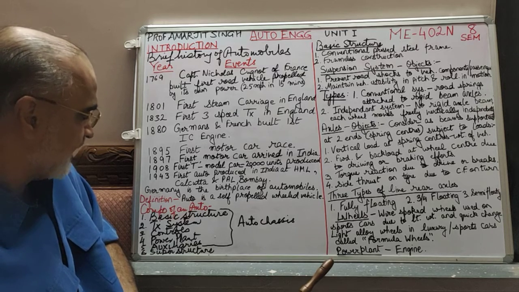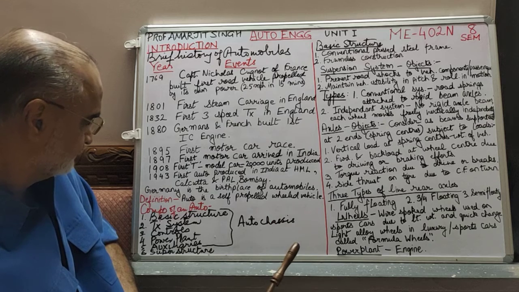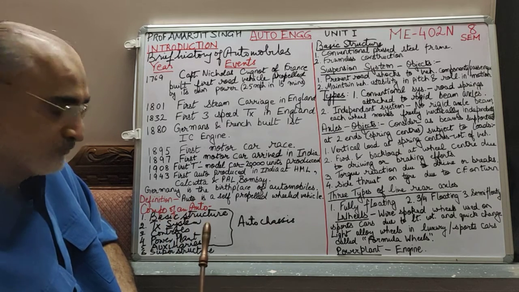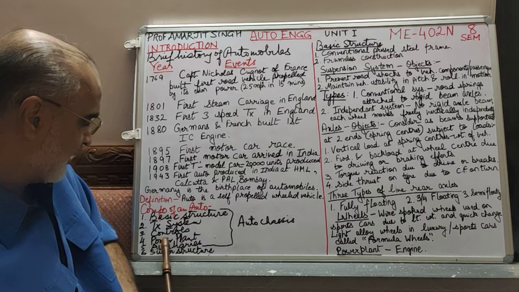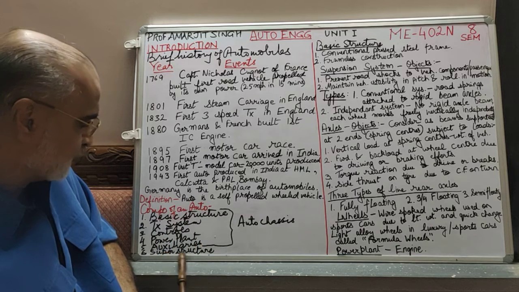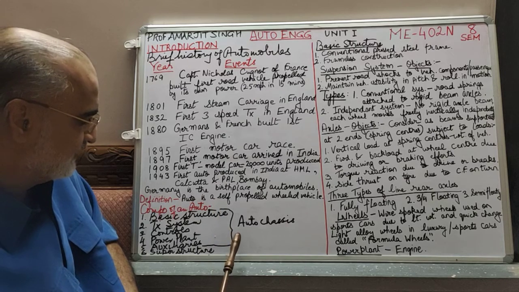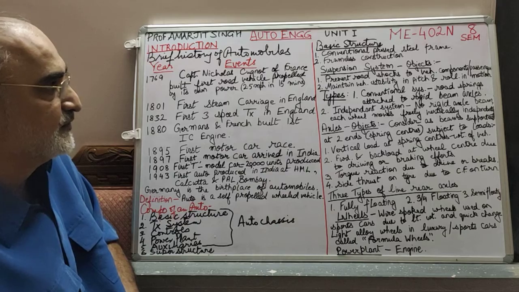The various components are the basic structure, transmission system, the controls, power plant, auxiliaries, and the superstructure. Serial 1 to 5 constitute the automobile chassis.